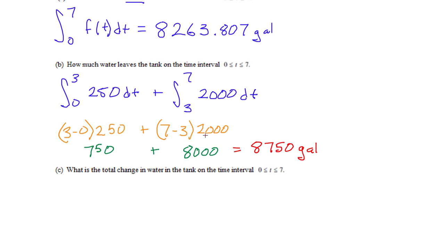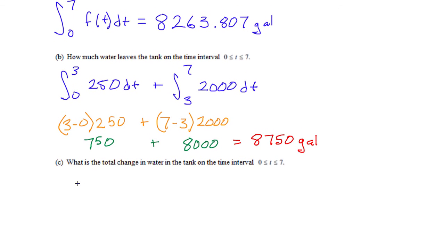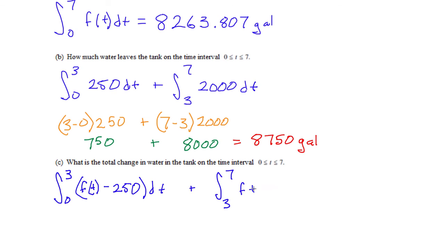And then the total change is going to be your positive rate minus your negative rate. How would you write this out? You actually have to write two separate integrals. It's kind of pedantic to write this down, but I will in case you want to know. It's the integral from 0 to 3 of f of t minus 250, all of that dt, and then I add the other change, the total change from 3 to 7 of f of t minus 2,000 dt.